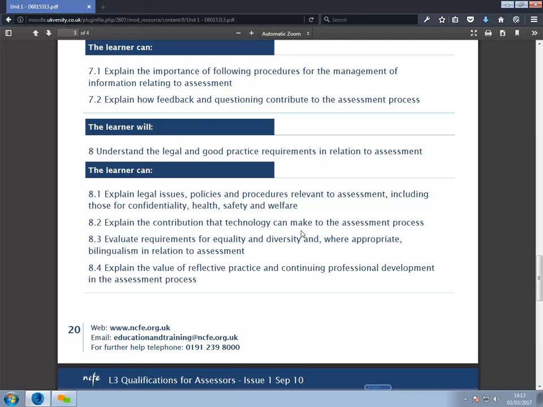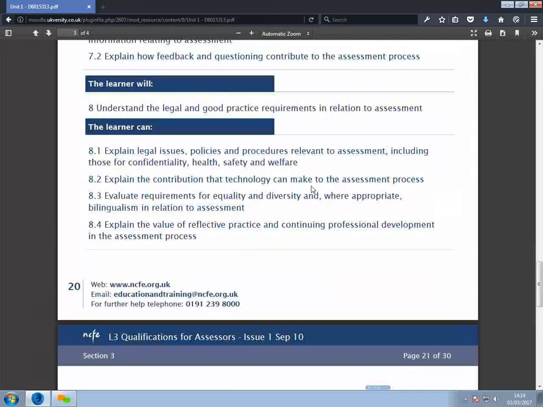Again, we come to equality and diversity where it's appropriate. Bilingualism, if it's necessary in assessment, you may have to make arrangements where you would need an interpreter. I can't see that happening everywhere, but it does occur, and you need to be able to provide that as and when it comes up. Again, that could come down to a learner with special needs, adapting assessment. You could need a reader, or you could need somebody to translate.